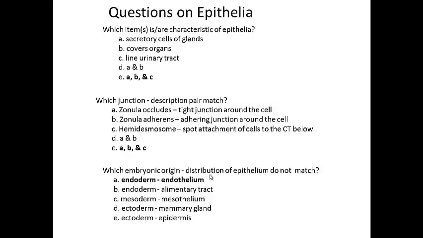Which embryological origin and distribution of epithelium do not match? Endoderm, endothelium? No, endothelium comes from the mesoderm. Endoderm, GI tract? Yes. Mesoderm, mesothelium? Yes, mesothelium and endothelium come from the mesoderm. Ectoderm, mammary gland? Yes. Ectoderm, epidermis? Yes. So hopefully these questions will help out.